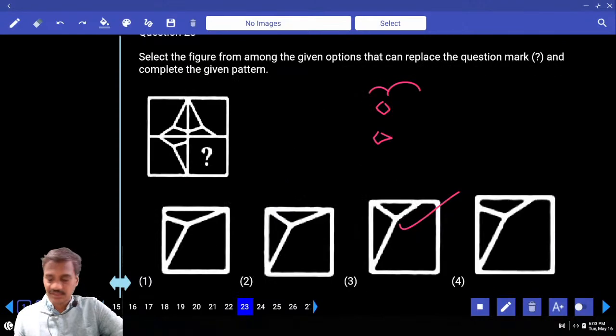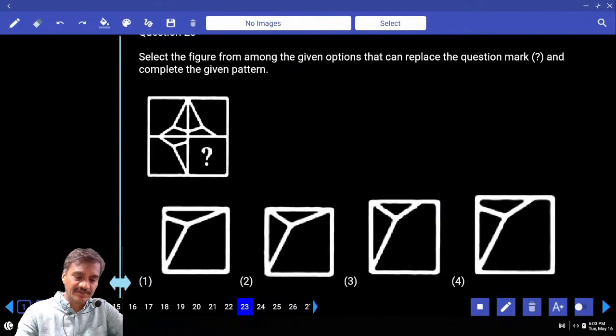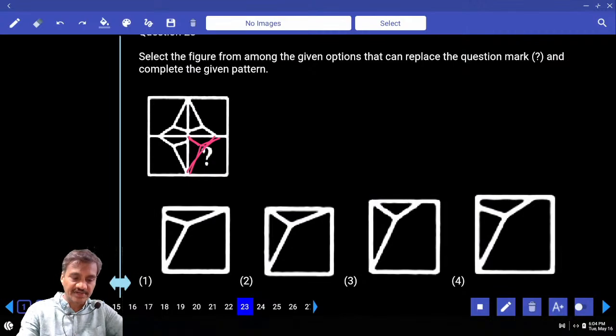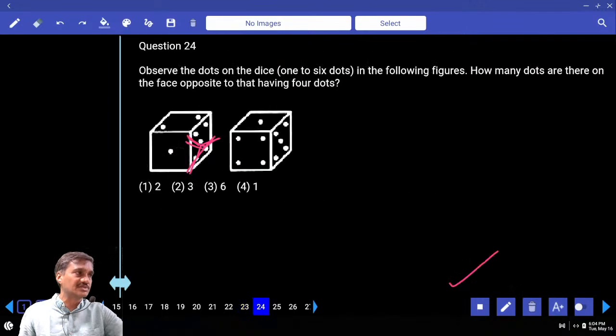Then 23rd. Now in this one we need to complete the figure. Now to complete the figure, what is the answer we are getting here? Now in this one, choice 4 or choice 3, choice 3, choice 4. Now it is not starting at the center, it is from this place. As it is from this place, choice 4 is the answer, 23rd.